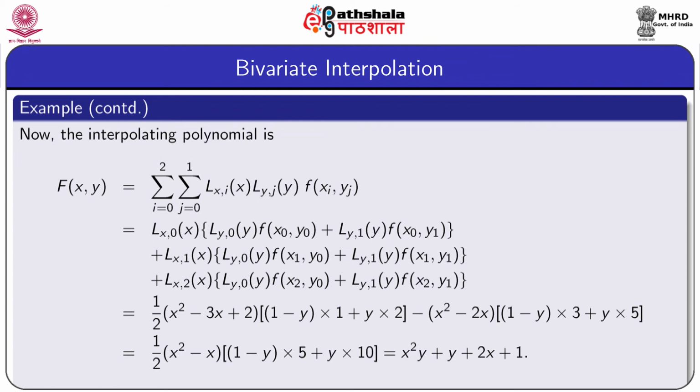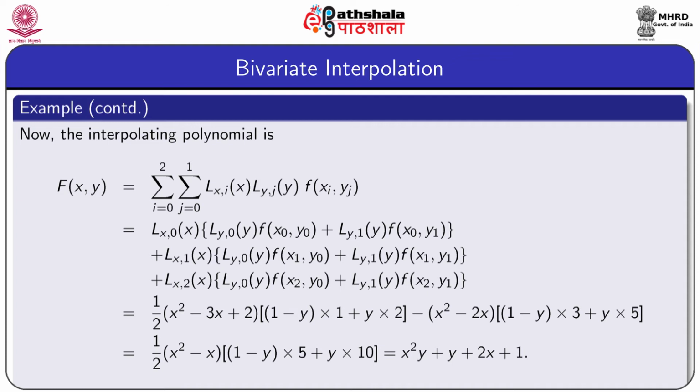So using these values, the Lagrange interpolating polynomial is f of x y equal to summation i equal to 0 to 2, summation j equal to 0 to 1. In this case, the value of m is 2 and the value of n is 1. So the ranges of i and j are 0 to 2 and 0 to 1, of Lxi of x into Lyj of y into f of xi yj. Now by expanding the values of j and i, we get the polynomial capital F of x y equal to Lx0 of x, second bracket start Ly0 of y into f of x0 y0 plus Ly1 of y into f of x0 comma y1, second bracket close, and so on.